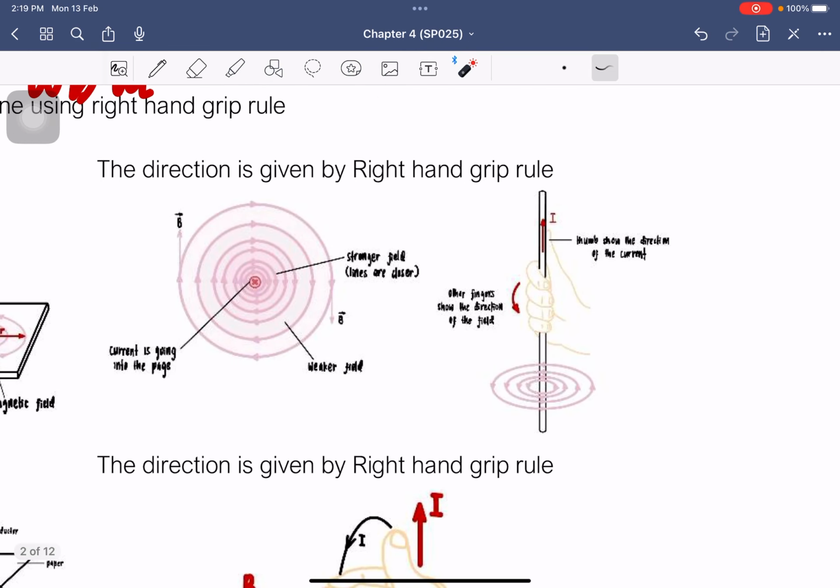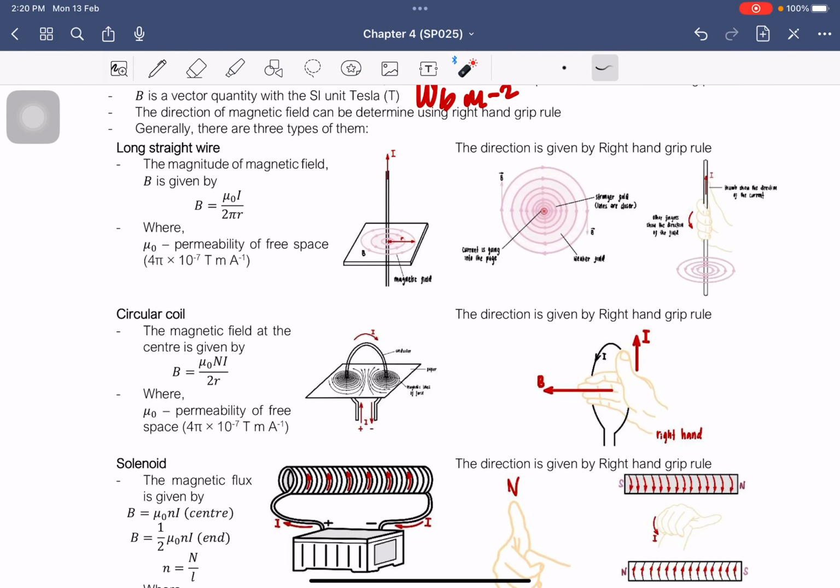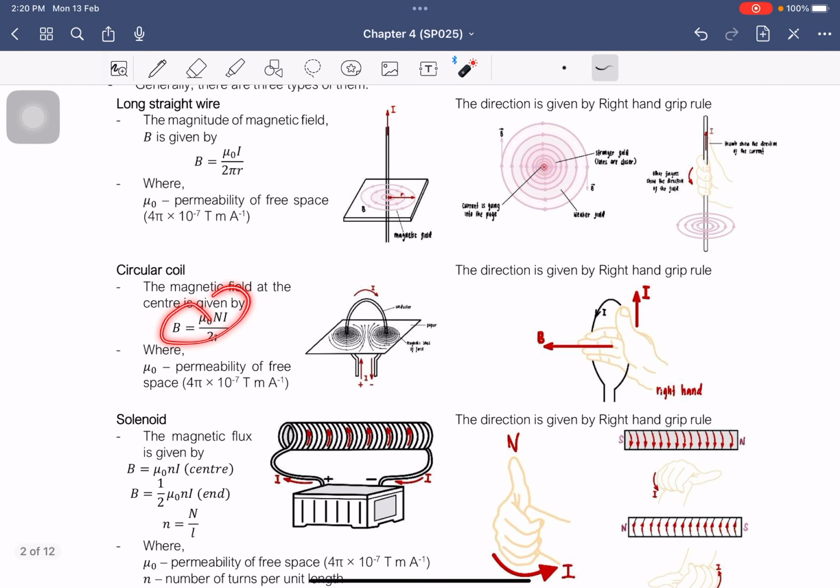Okay. Right, so for circular coil, this is the equation, and then this is the circular coil's magnetic field. The direction is also given by the right hand grip rule, where the thumb is telling us the current and the direction of magnetic field is determined by the other fingers.